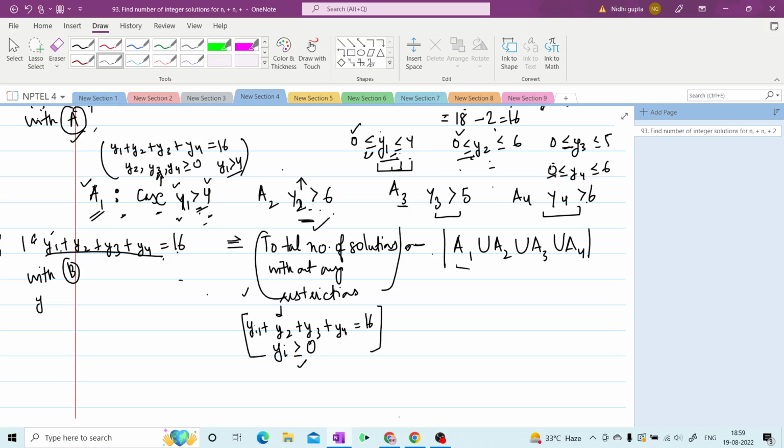Therefore, we have to first count what all are the bad solutions, that is, the solutions that we are not required to count, and then we remove them from the original number of solutions. Hence we see that if we want to calculate the number of solutions for this equation with these conditions, we should first calculate the number of solutions without any restrictions and then remove all the bad solutions.